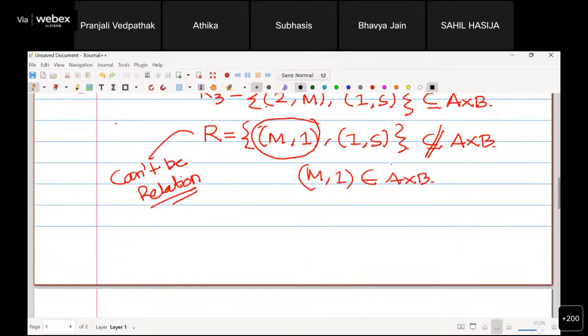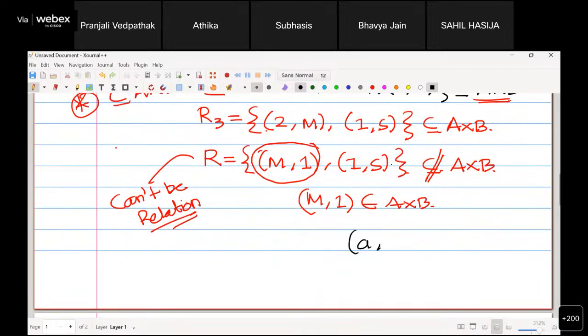A tuple is basically a pair. This is a tuple. It's a two-element tuple, a pair of two elements. So that's why in general you call it a tuple.